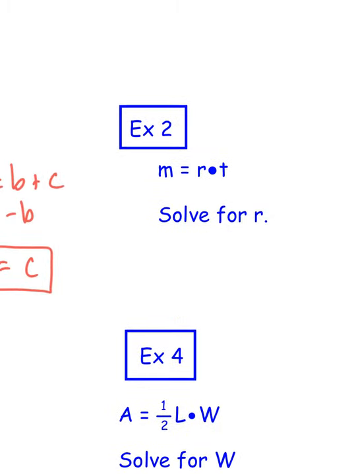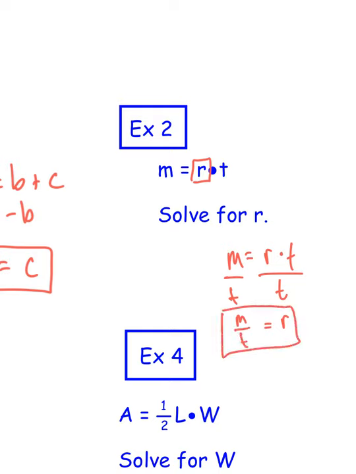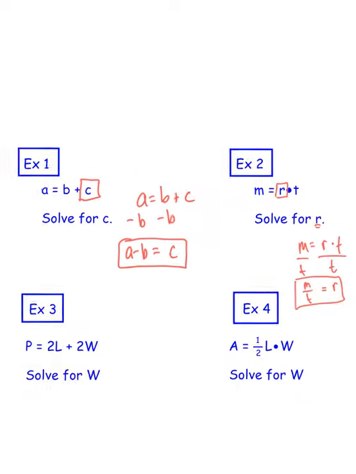All right, example 2. If we have m equals r times t, and we want to solve it for r, well, we want to get this r all by itself. So m equals r times t. Since we're multiplying by t, the inverse of multiplying is dividing, and so we're going to divide both sides by t, and we get r equals m over t. And example 2 is done. Once we have it r equals, we're good to go. And I knew it had to be r equals because it said solve for r.